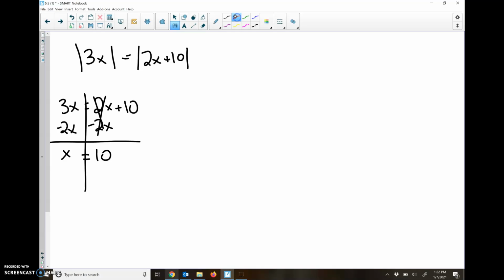So that's one answer. And remember, for absolute value equations, I need to make one equation negative. So I'm going to multiply one equation by negative 1. For this problem, I'm going to do the left side because there's only one thing over there. So it's easier to change one thing than to change two things on the right side to multiply that by negative 1. So instead of 3x, I'm going to do negative 3x equals 2x plus 10. Otherwise, then the math is pretty much exactly the same.